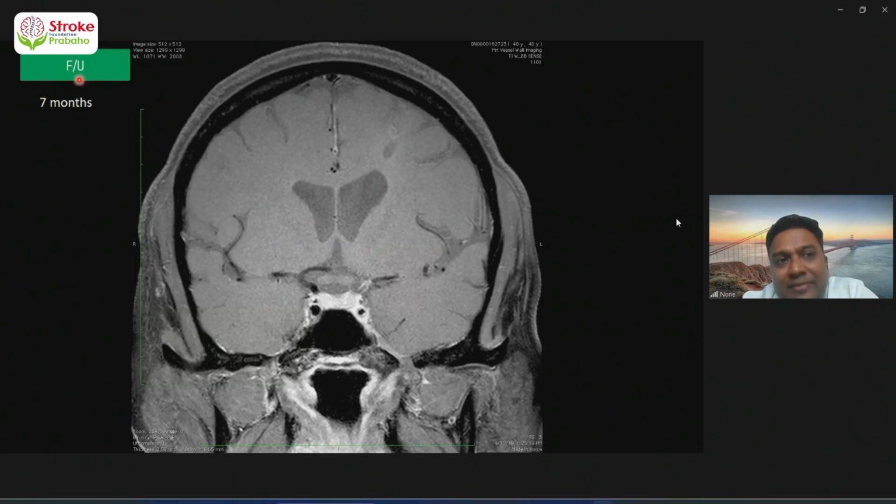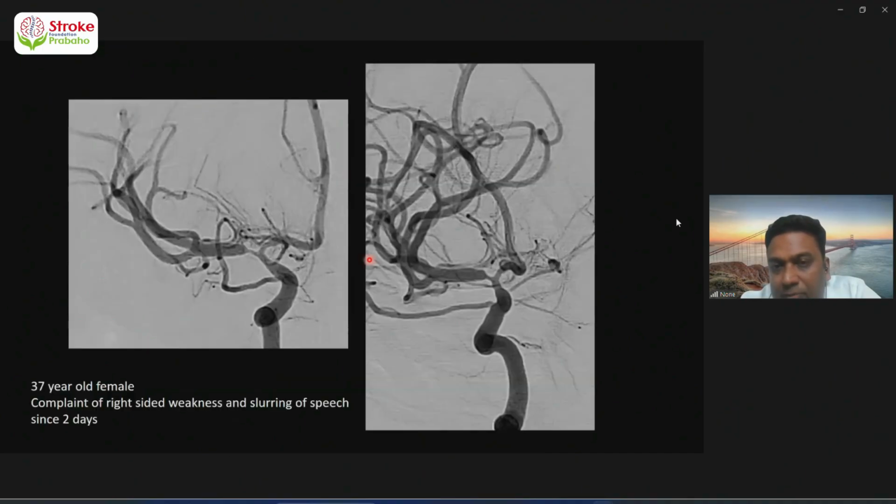Now you see at 7 months, we have done a follow-up MRI, and again this enhancement persists. So you cannot base your treatment on vessel wall imaging. The enhancement can persist for a long period of time.